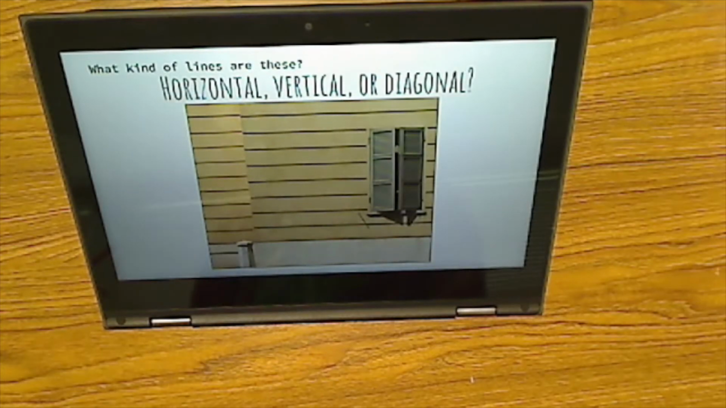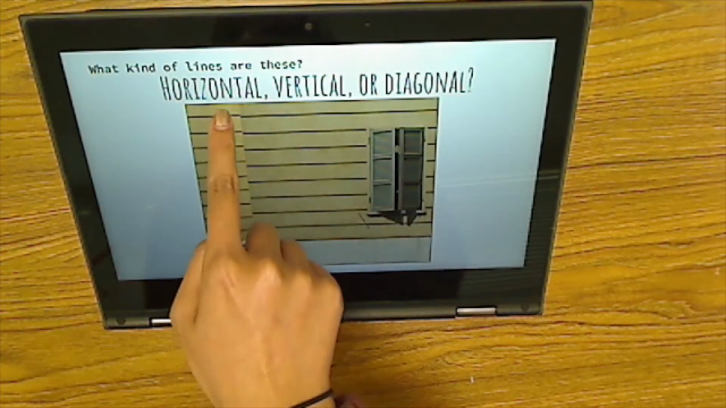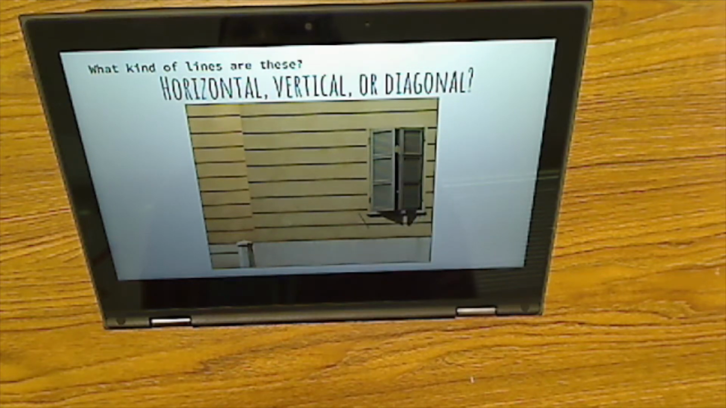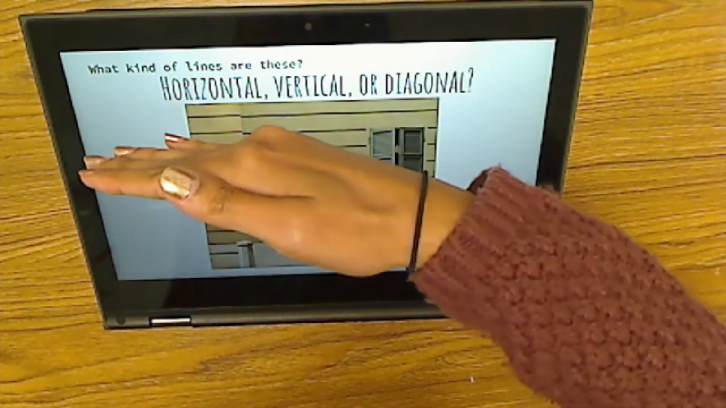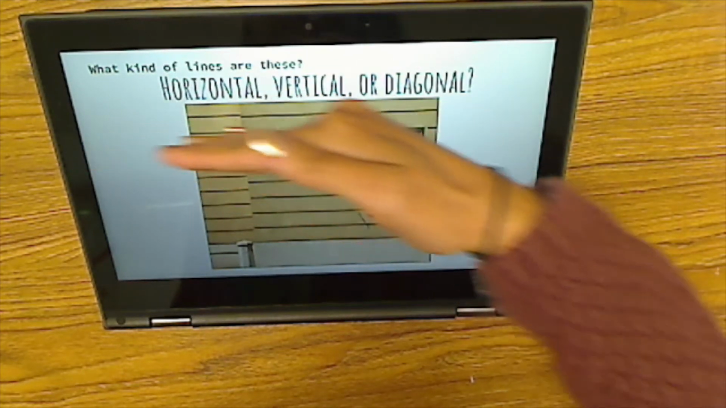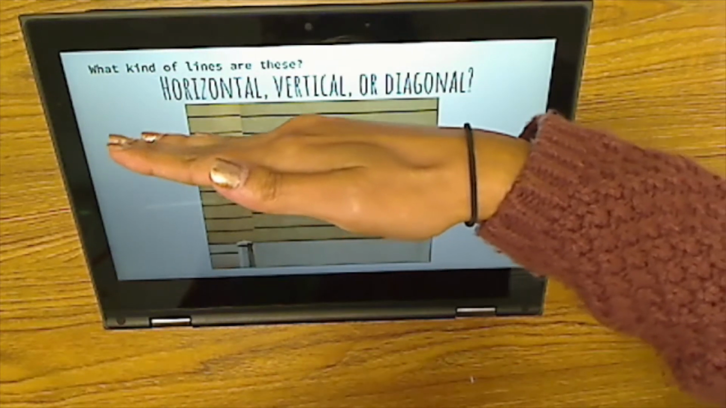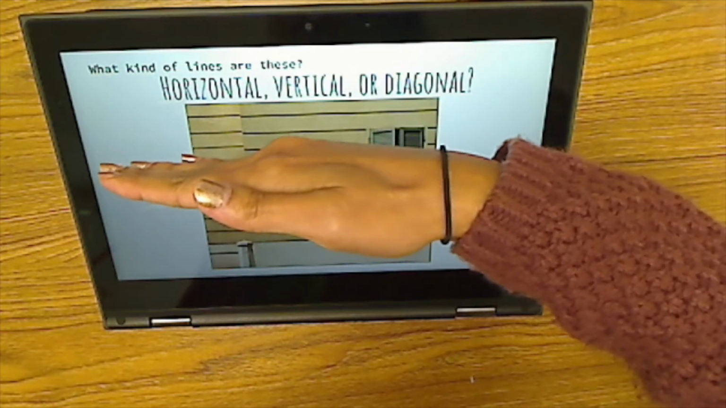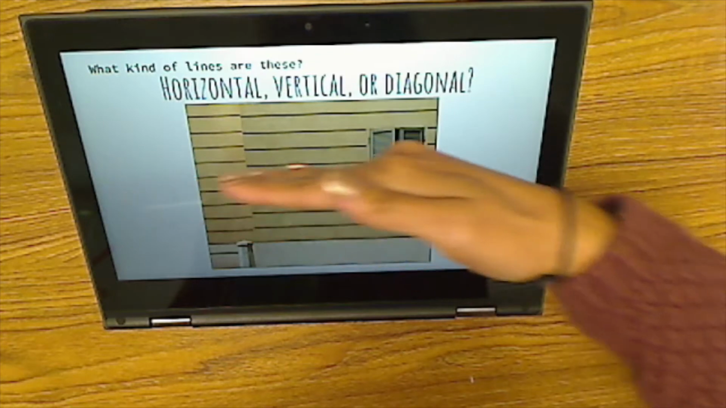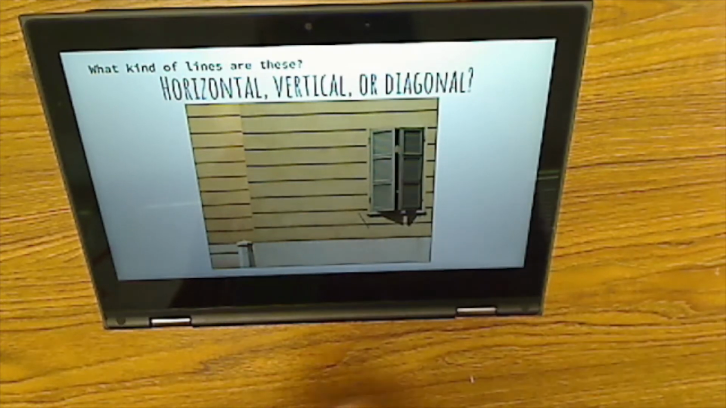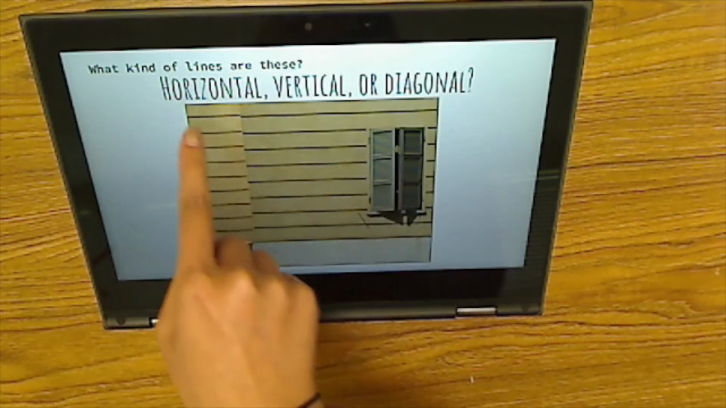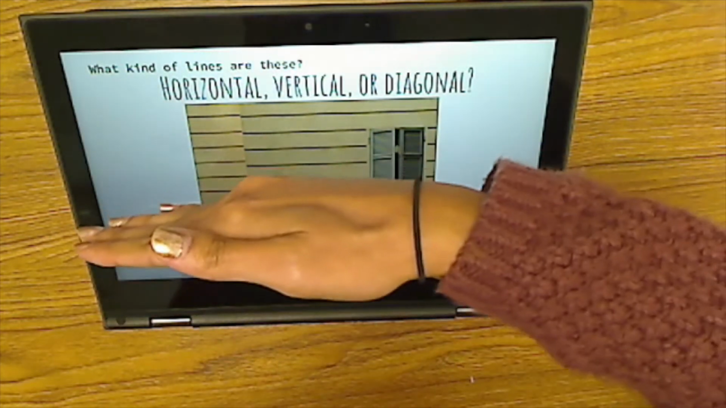What kinds of lines are these? Are they horizontal, vertical, or diagonal? Again, use your fingers or your hand to line up those lines. You can see they go from what direction? Left to right. So if they go from left to right, they are called what? They are horizontal lines. Horizontal goes left to right.